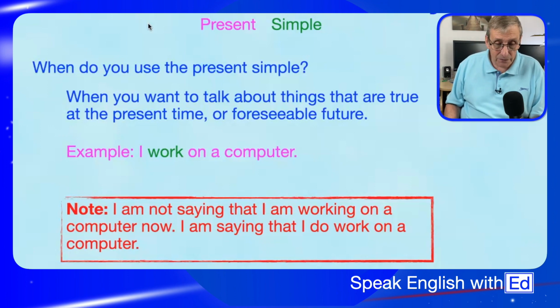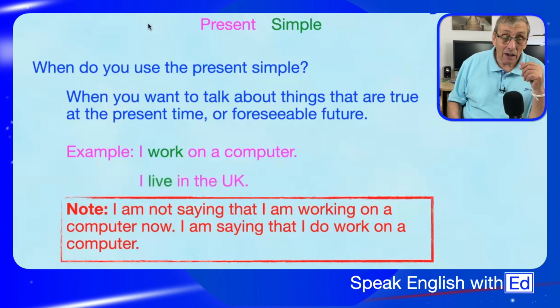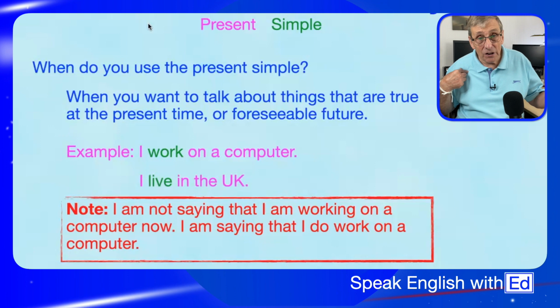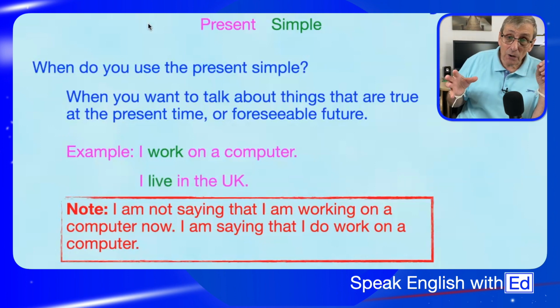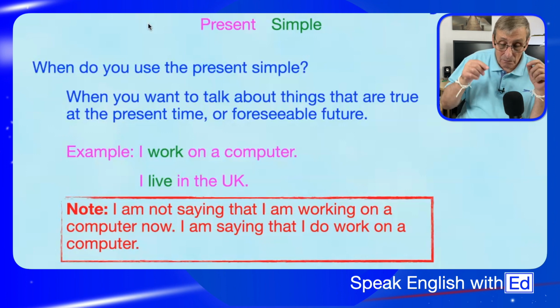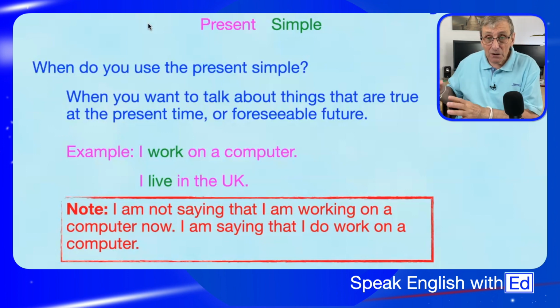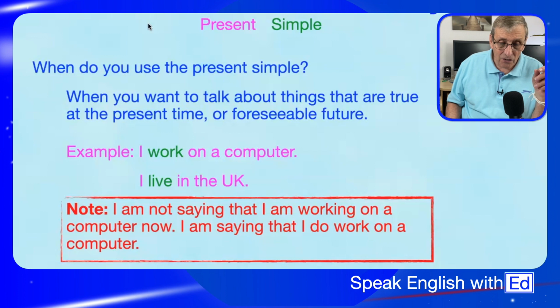So you can also say I live in the UK. I live in West Yorkshire. I may not always live in the UK. I may move somewhere else, but at the time I'm talking now, for the foreseeable future, I live in the UK.